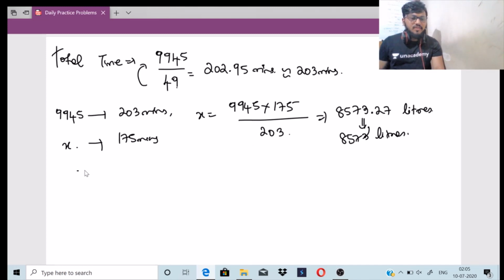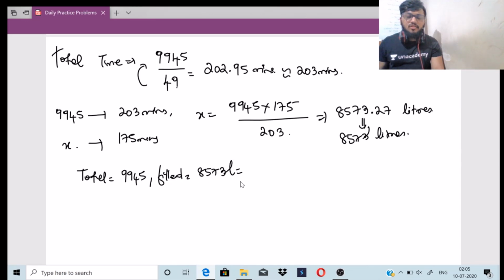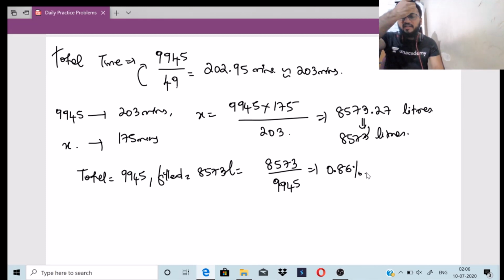How will we find out the percentage difference? Total is 9945. How much is filled? It is 8573 liters, right? So how will we find out? What is the portion which has already been filled? It is 8573 divided by 9945, which is approximately equal to 0.86. That means 86% of the tank is filled.